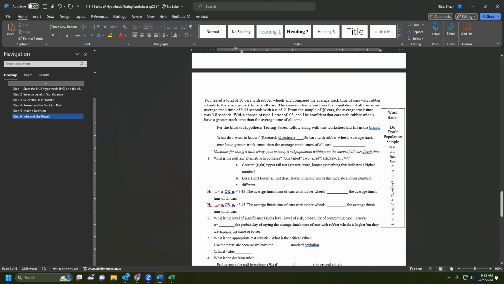Okay. And then different, you're going to say, are they just different? In that case, we don't know whether the cars with rubber wheels are going to have a longer or shorter track time. We just are wondering, are they different? And so that's the case with that. Let's see here.